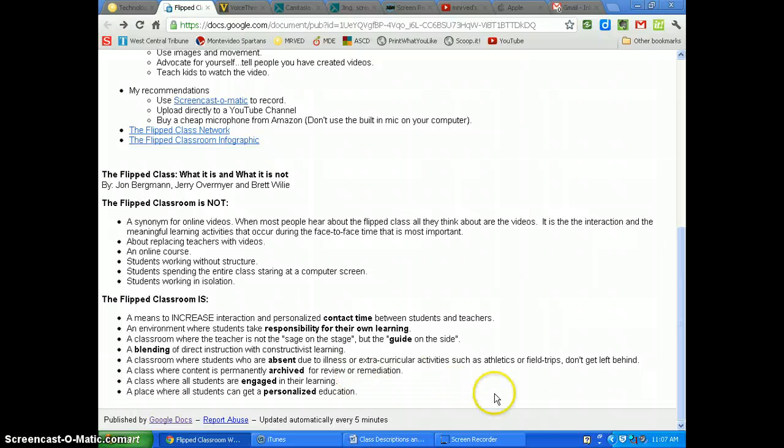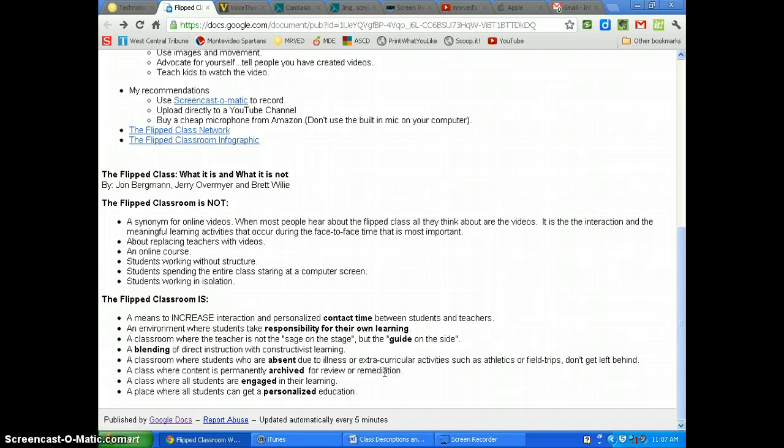The class is archived online somewhere, and so people can go back and look. Maybe if you have a concept in Chapter 4 and you need to take a look at what was in Chapter 2, you can do that easily without much hassle.